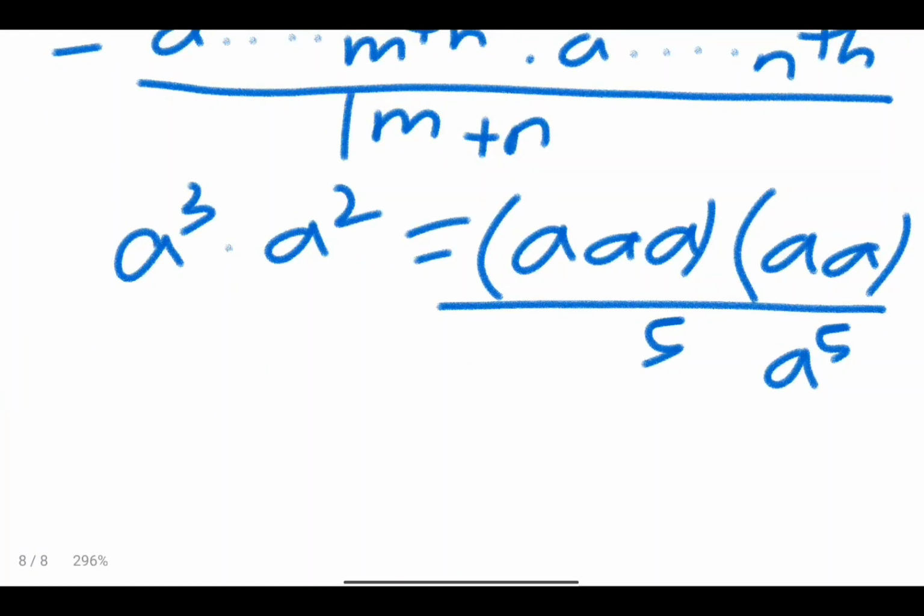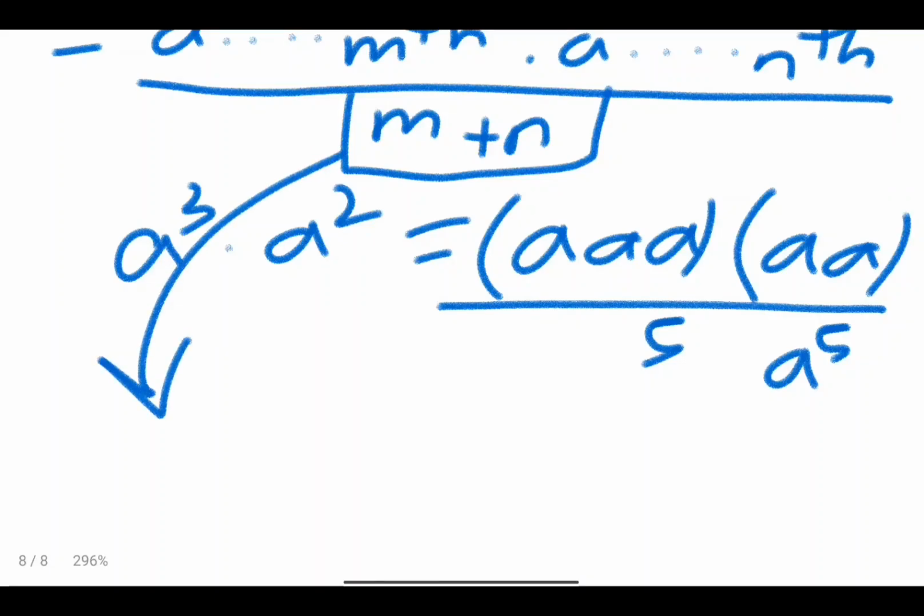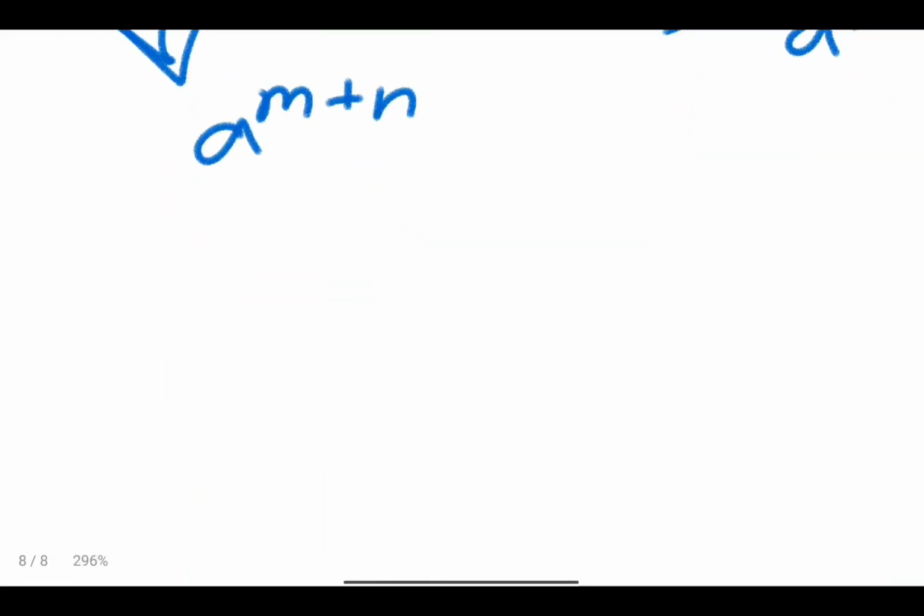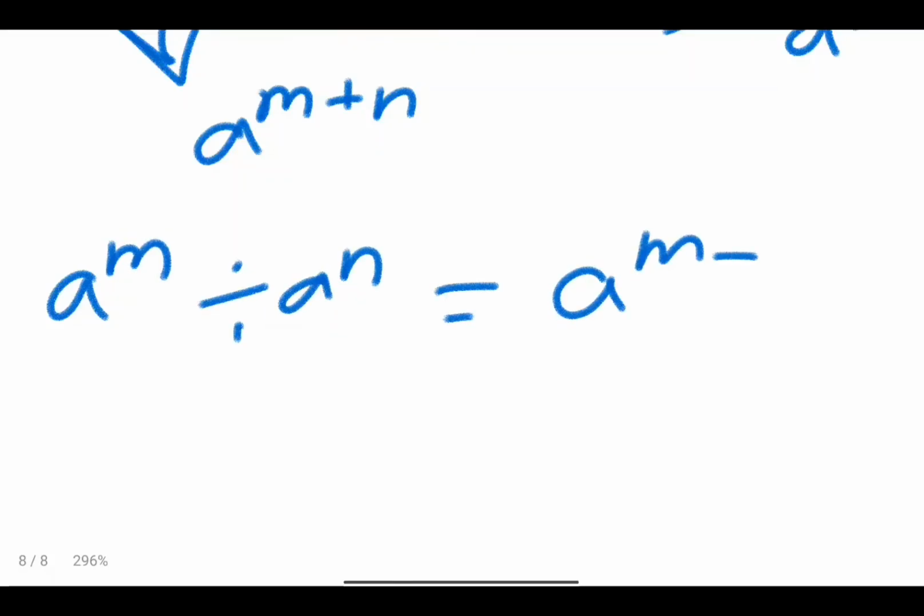Similarly, here we have m plus n number of a's multiplied with each other. That's why the expression is a to the power m plus n. Now this was very easy, I believe. Next one is a to the power m divided by a to the power n, and the expression is this.